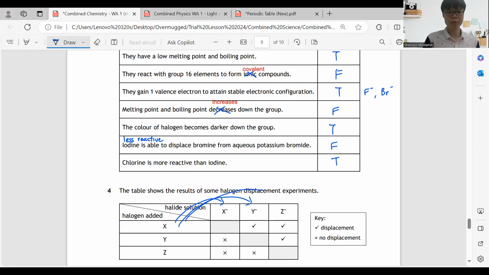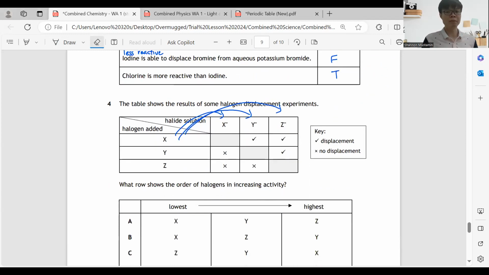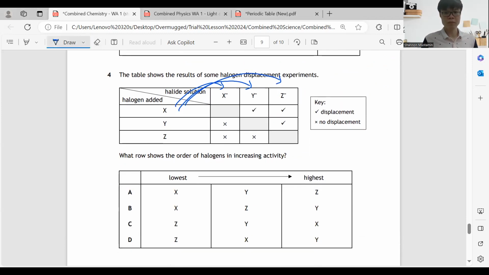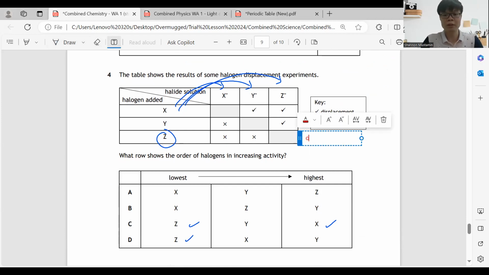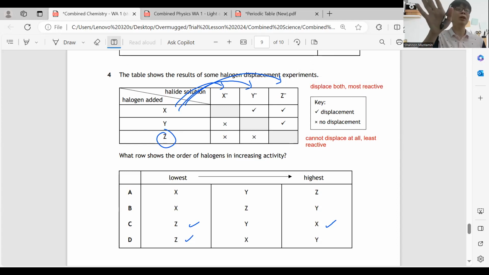You should be reading like this for the displacement. X can displace Y and Z from their ionic compound. That's why Y minus, Z minus. Okay? X can displace both Y and Z. What does that mean? Most reactive. Z cannot displace anything at all. Least reactive. So I write over here, cannot displace at all, least reactive. Displace both, most reactive. Spend some time trying to figure out how to interpret this data. The moment you get it, it should be quite straightforward. You can solve using elimination. Okay?